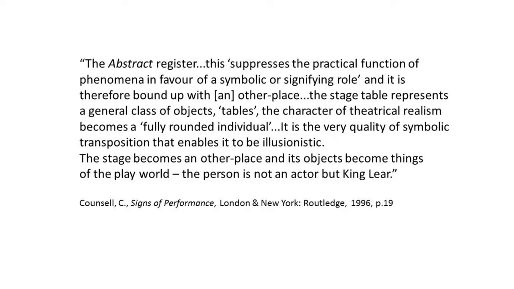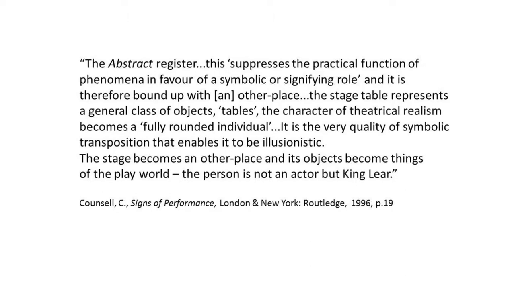The stage table represents a general class of objects, tables. The character of theatrical realism becomes a fully rounded individual. You probably heard this phrase, fully rounded. The character was three-dimensional. It is the very quality of symbolic transposition that enables it to be illusionistic. Nice sentence. The stage becomes another place, and its objects become things of the play's world. The person is not an actor, but King Lear.